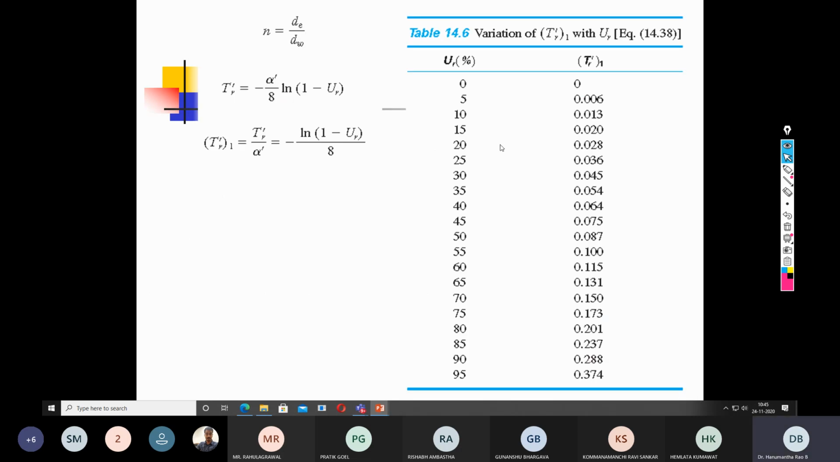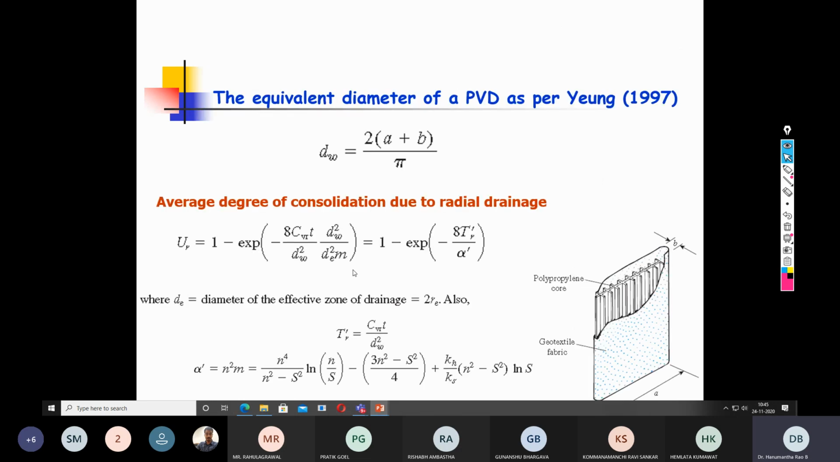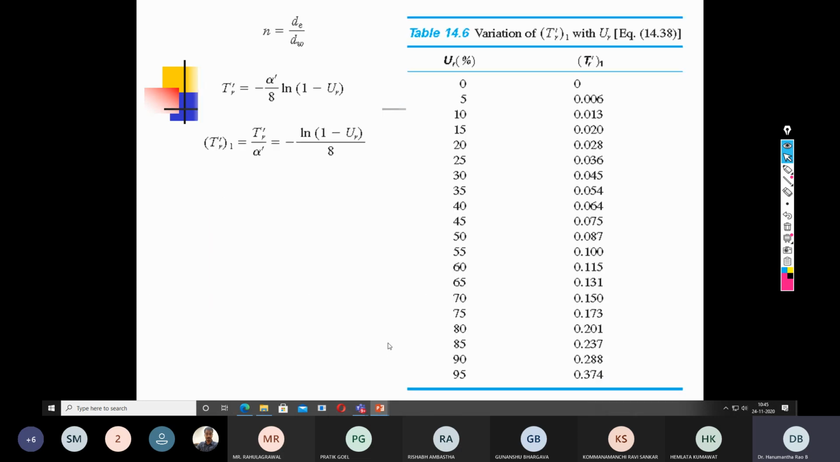And this is the relationship between degree of consolidation versus time factor. Either you can use the predefined chart or you can use this table. And these are some more equations: TR dash, the time factor for radial consolidation, is CVR into T by dW square. The TR dash is in another form, relating to the alpha dash and the average degree of consolidation.